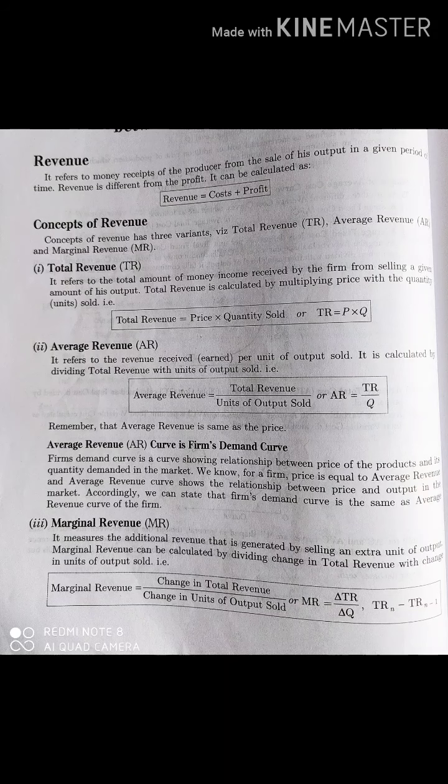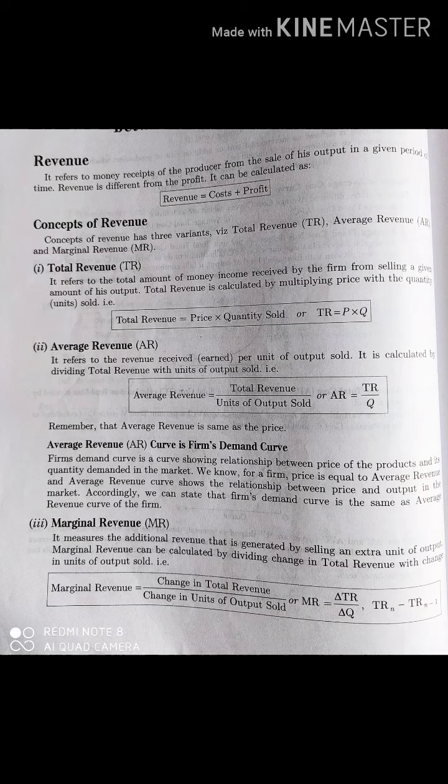Now average revenue. What is average revenue? It refers to the revenue received per unit of output sold. It is calculated by dividing total revenue by the units of output sold. We have already studied how to find an average: we take the total upon the units sold, or quantity sold. In the case of average revenue, the total is total revenue. So we take total revenue upon the units of output sold, that is Q, quantity.